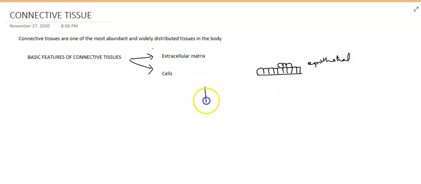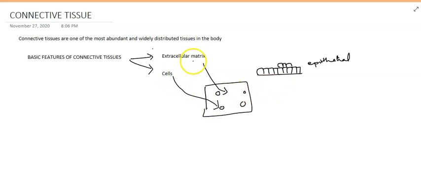While you see connective tissue under the microscope, the cells are widely scattered. They are not closely packed. So one element is cells, that is, the cells are widely scattered. So what is this space, the space between these cells? That is called extracellular matrix. So the two basic elements of connective tissue are cells and extracellular matrix.